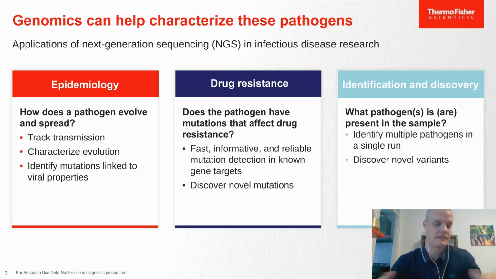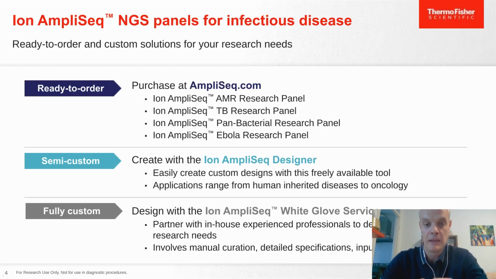And that's the point of this whole presentation: where the White Glove team and the White Glove service come in. And in general, where Ion AmpliSeq NGS panels can be very useful for infectious disease. This is the gold standard technique for targeted sequencing and NGS library preparation, and is based on a very well-established design pipeline to create those panels for those libraries.